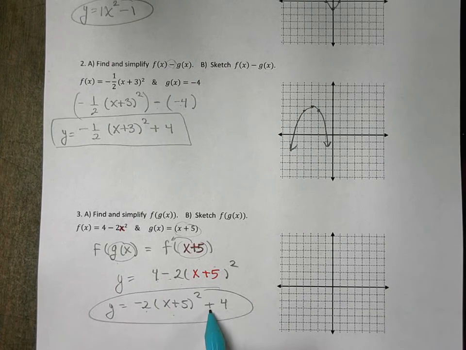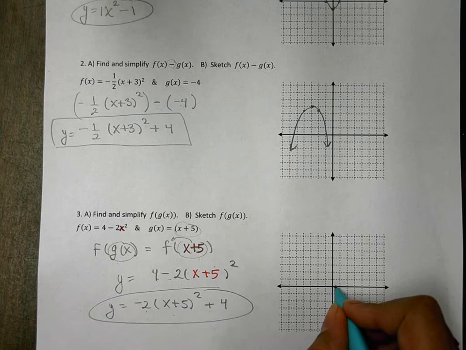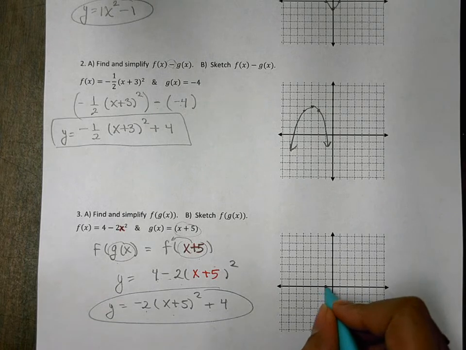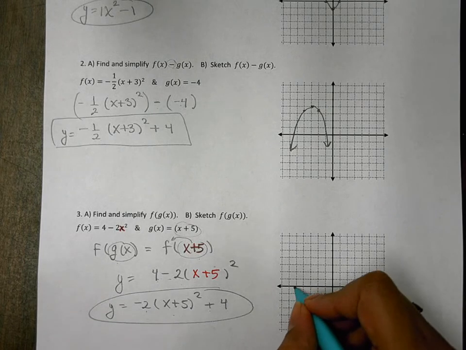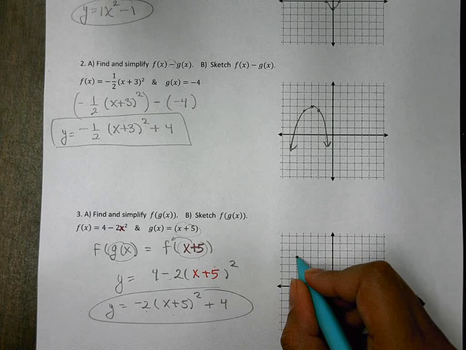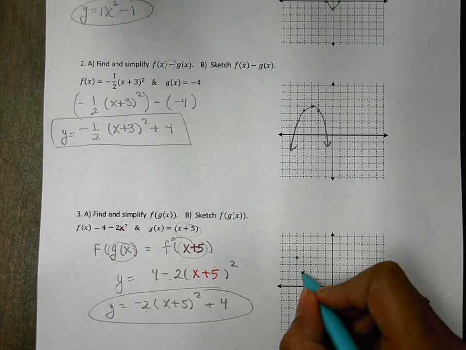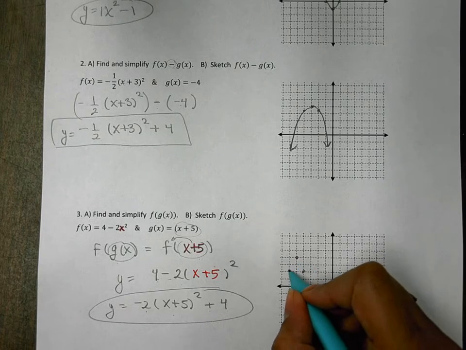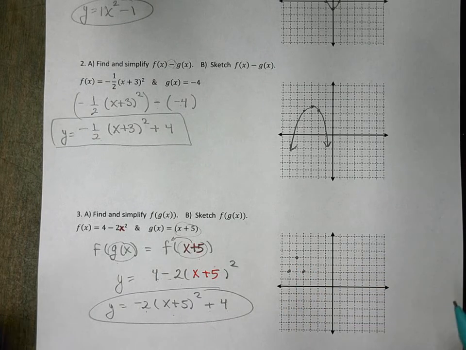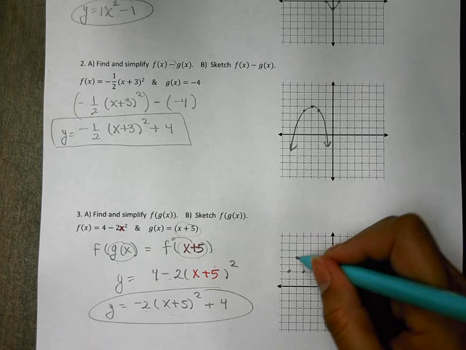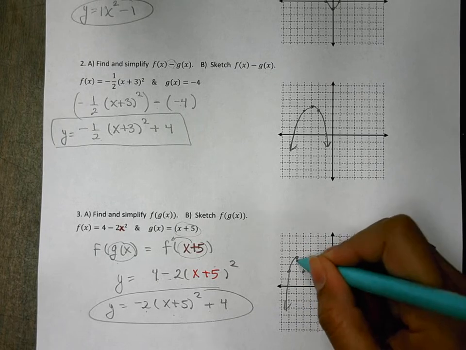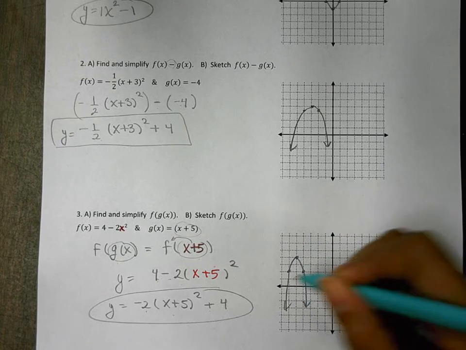Left 5, up 4. From the origin, left 5, 1, 2, 3, 4, 5, up 1, 2, 3, 4, and it's down 2 over 1, down 2 over 1, down 2 over 1. I have my 3 lattice points, and I can't do it again because it's not a straight line, it is a curvy parabola.